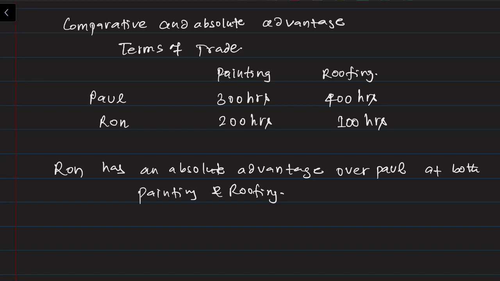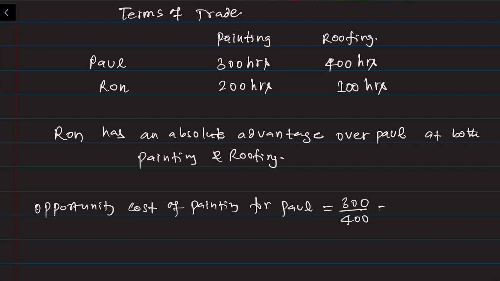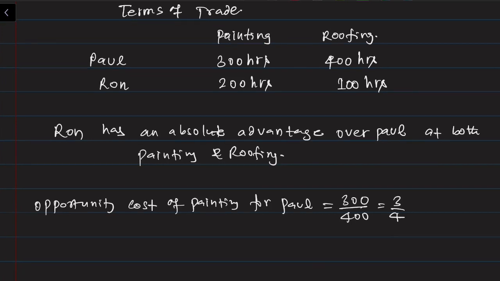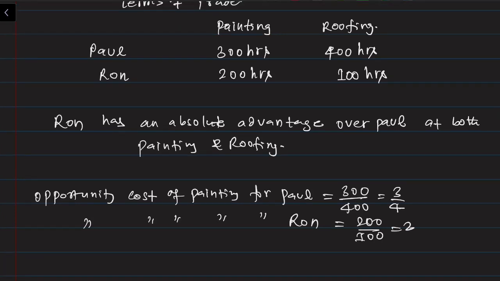Now let's calculate the opportunity cost. So the opportunity cost of painting for Paul is 300 divided by 400, right? Which is 3 by 4, which means Paul has to give up three quarters of a roofing job to paint a house. Similarly, let's calculate the opportunity cost of painting for Ron, which is 200 divided by 100, which is 2, which means he has to give up 2 roofing jobs to paint a house.